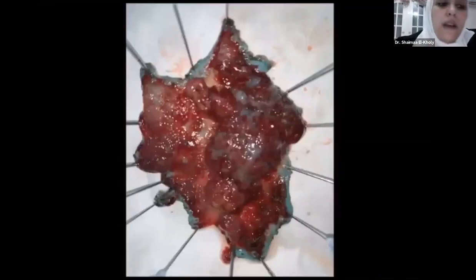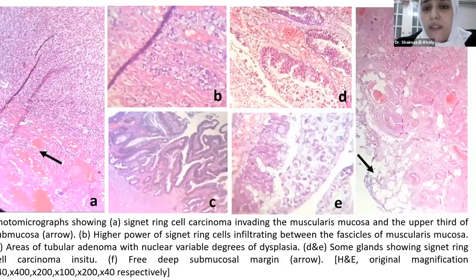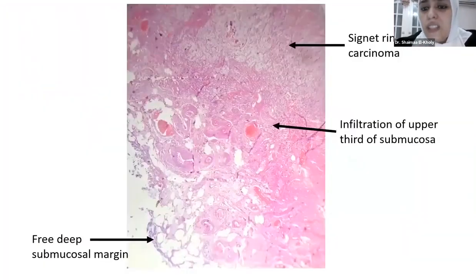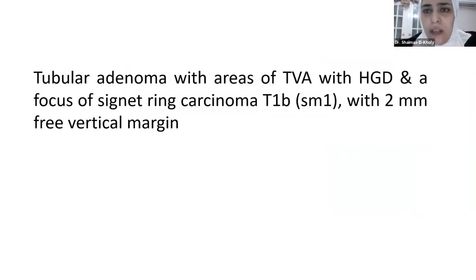And then when we go for the pathology, it is a tubular adenoma with areas of tubulovillous adenoma with high-grade dysplasia. And there is a single focus of cancer, and it was invading the SM1, and it has a free deep submucosal margin, which means that after we resected the SM1, there was a 2 millimeter free zone of cancer. Here is the final diagnosis: SM1 with a 2 millimeter free vertical margin, and of course the horizontal margin was free.